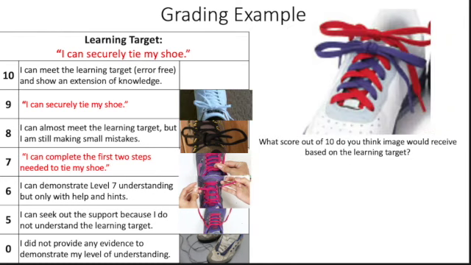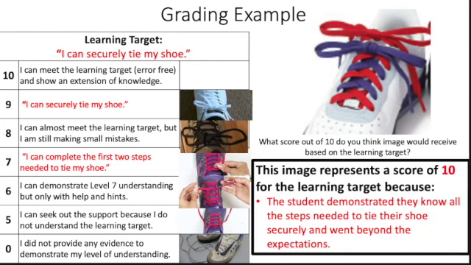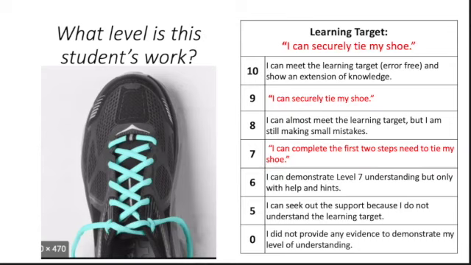This student demonstrated that they can tie their shoes securely, which would be level 9 work. However, they went above and beyond and extended their knowledge by using 2 shoelaces. So this student would receive a level 10 on the grading scale because they demonstrated advanced understanding of how to tie their shoe. Let's practice and see if you can identify what levels these students would receive. What level do you think this student would receive? This student would receive a 5 because they have their shoe ready, but they haven't demonstrated that they know the first or second step necessary to reach a level 7.